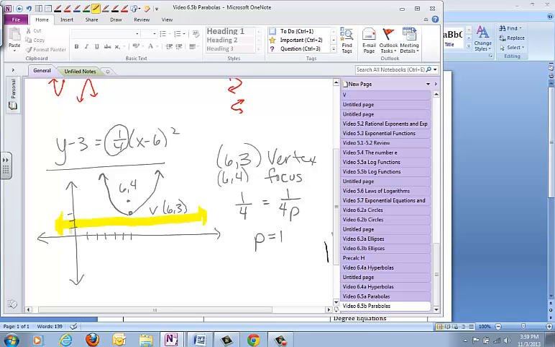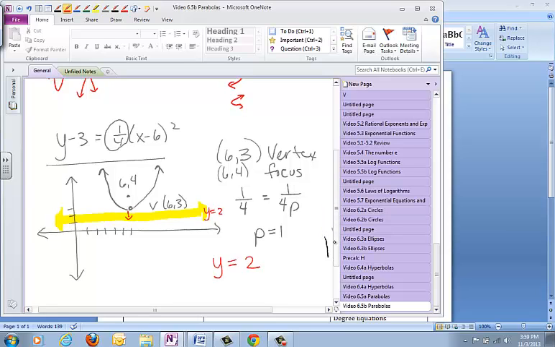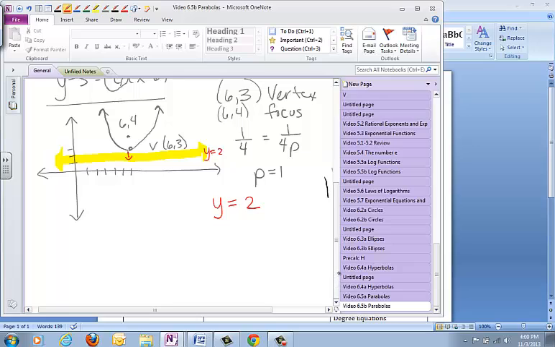Sorry about that. It's on the other side of the vertex from the focus, and this 1 now tells us to start at (6, 3) and this time go down 1, so the equation of the directrix will be y equals 2. So this is y equals 2. And that's a complete graph with all of the things that you need to show to get full credit for a problem like that.